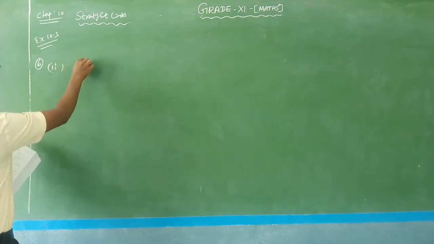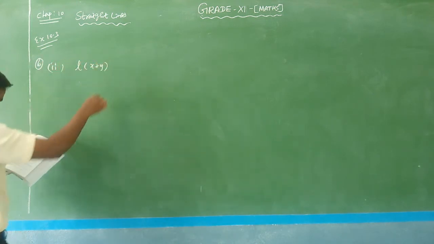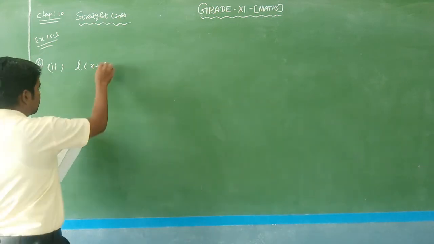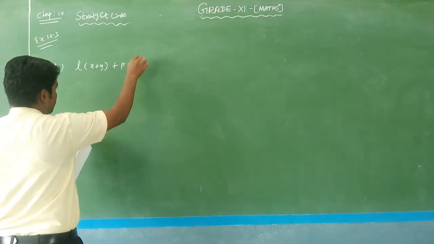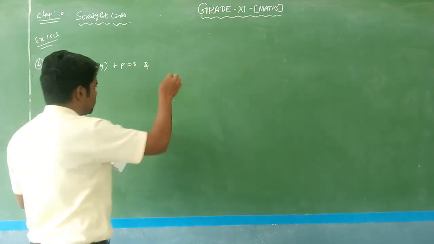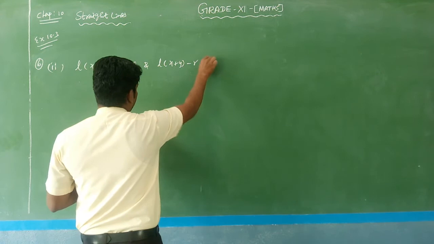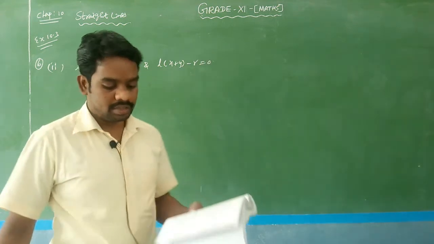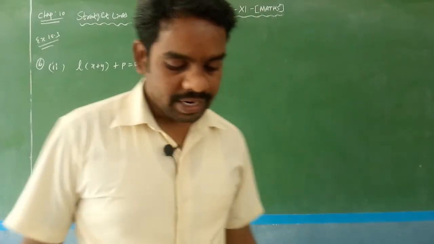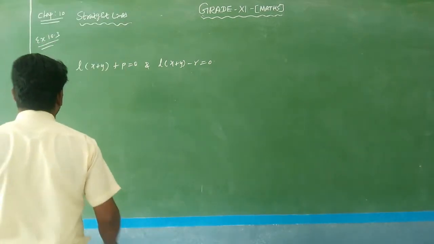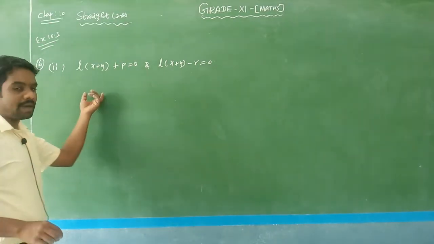Lx plus Ly plus p equal to 0 and another line is Lx plus Ly minus r equal to 0. Find the distance between the parallel lines. Okay, these two lines are parallel.